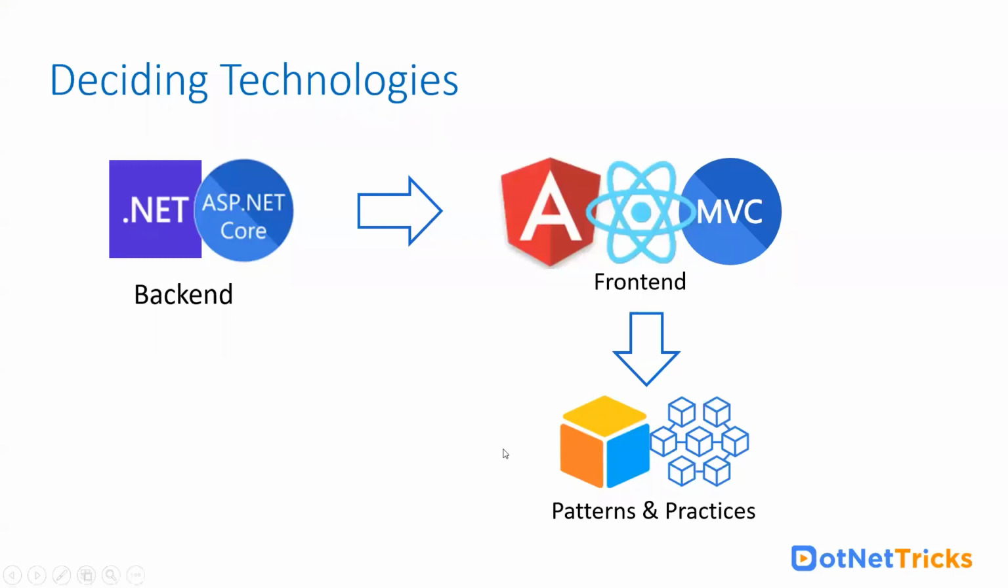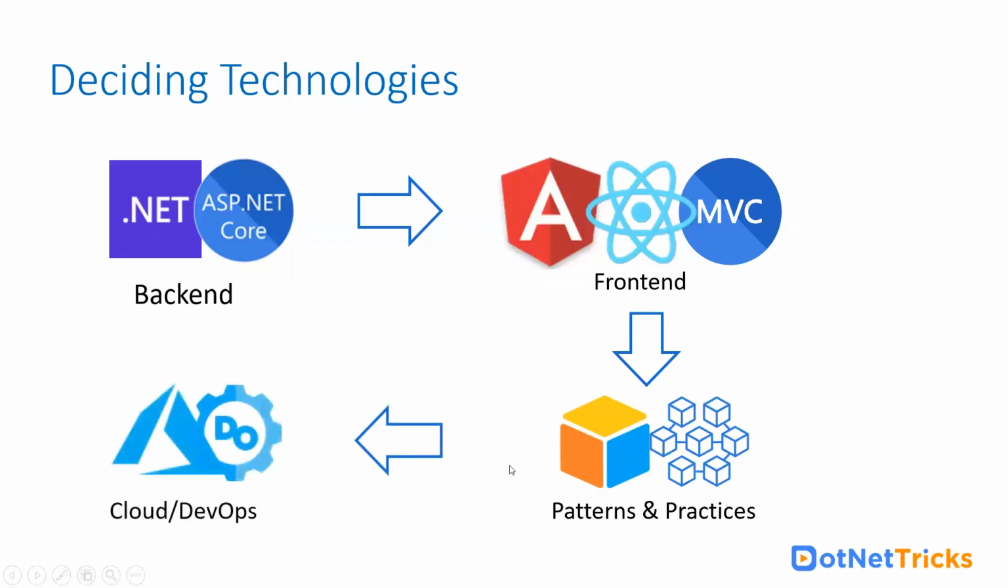Then we have deployment. For deployment, you need to know cloud. In the cloud, we have Microsoft Azure, and we have DevOps. DevOps comes into the picture whenever you're going to automate your release pipeline and your build pipeline. These are the main components of every application nowadays.